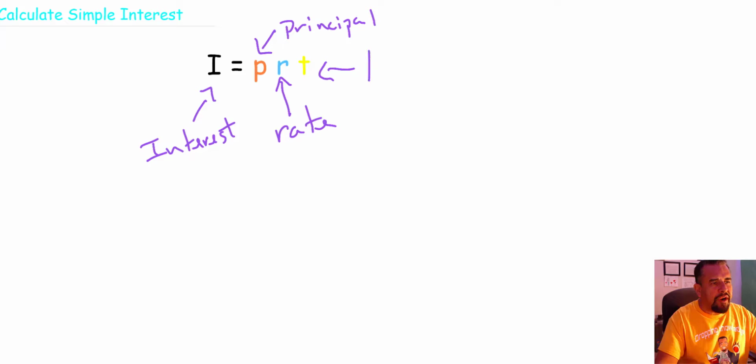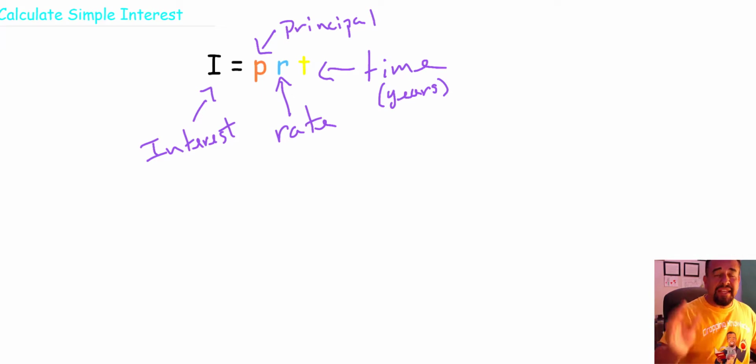T stands for time. And this time right here is always calculated in years. Remember that. In fact, let's go ahead and put this in parentheses here so that you always remember that this is years. Because sometimes they're going to give you months. They may even give you weeks. But you need to make sure that you convert that into years so that your calculations come out correct.